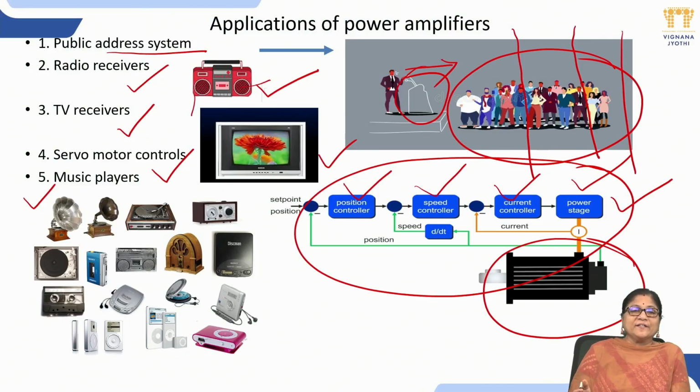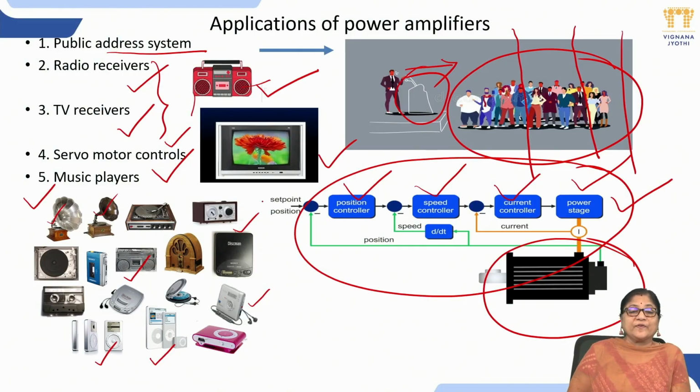So maybe I can divide into entertainment, 2 and 3 will be communication applications, the 4 is in the industrial application, 5 is also an entertainment application. You can see here it is the olden days gramophone records, okay. Then middle days, some cassette players or nowadays music systems and power DJ systems kind of things.